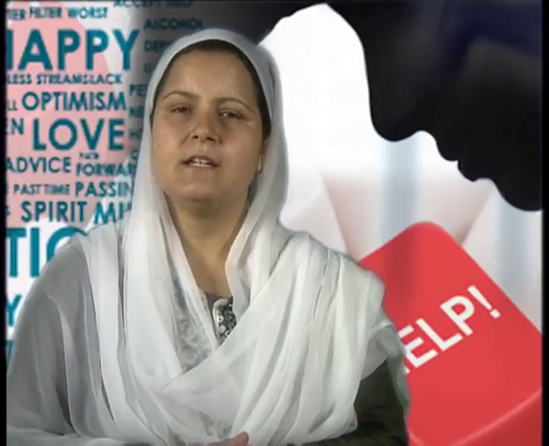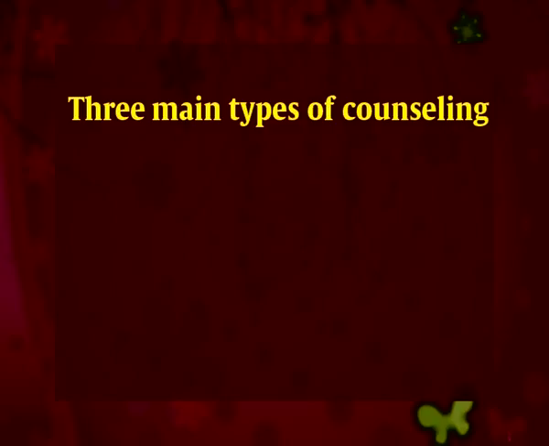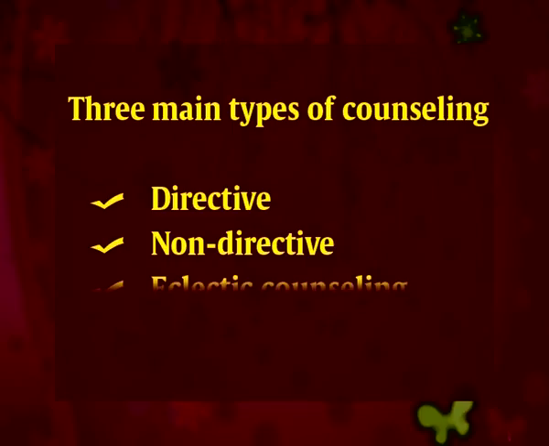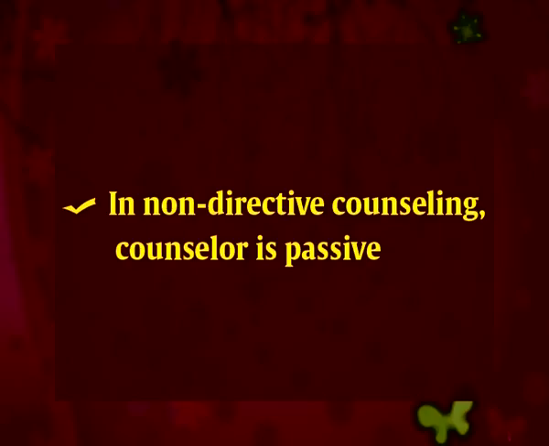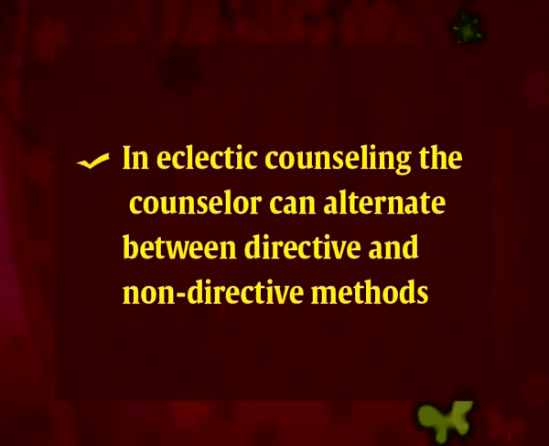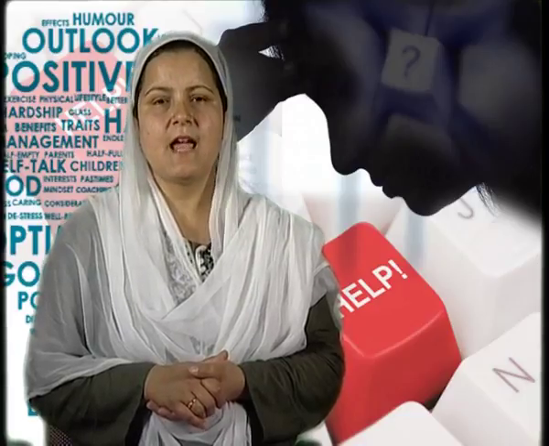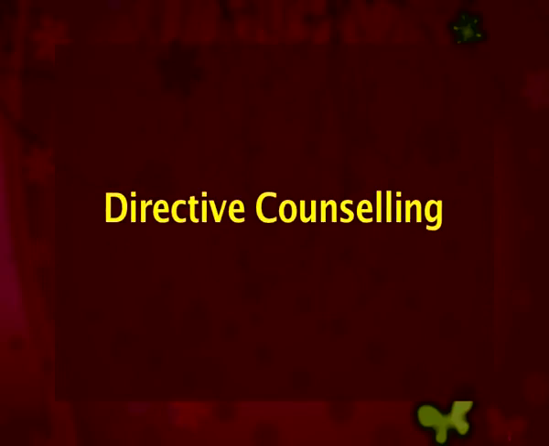Counseling is classified into different types. This division is done on the nature of the counseling process and the role played by the counselor. There are three main types of counseling. They are directive, non-directive, and eclectic counseling. In directive counseling, the counselor is active. In non-directive counseling, the counselor is passive. And in eclectic counseling, the counselor can alternate between directive and non-directive methods. These types can be fully explained and understood as follows.